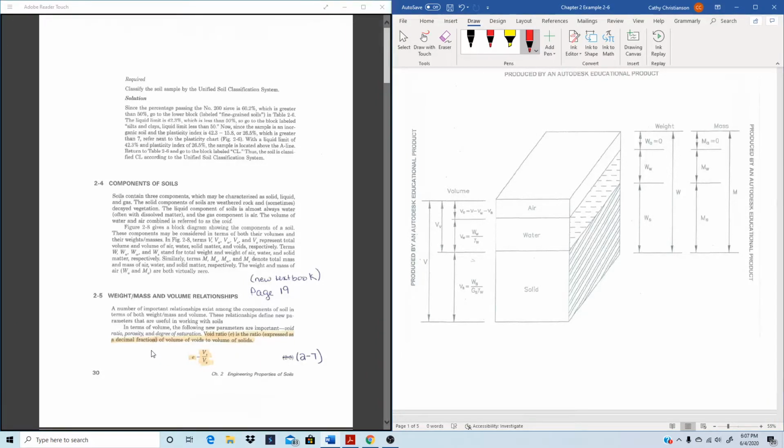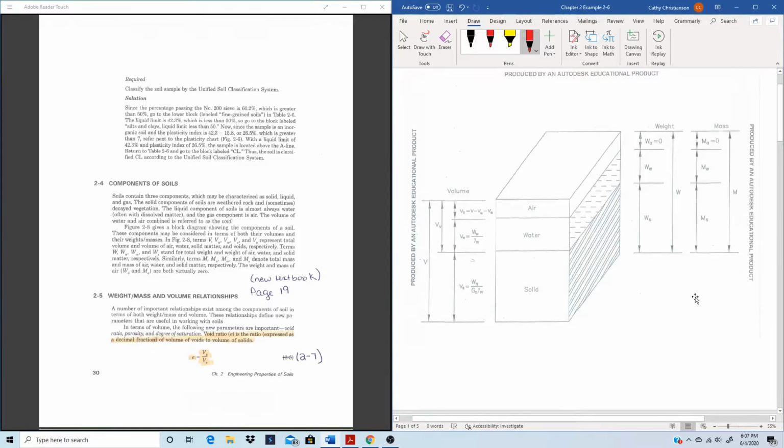So the first formula would be void ratio. You'll see it as a little e, and that's the volume of the voids divided by the volume of solids. Now, this is what you call a block diagram. I had done this in AutoCAD, and typically I would hand it out and the students can use the formula sheet and this to work together.